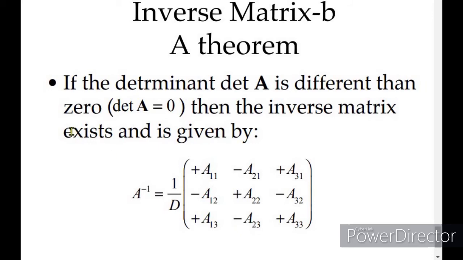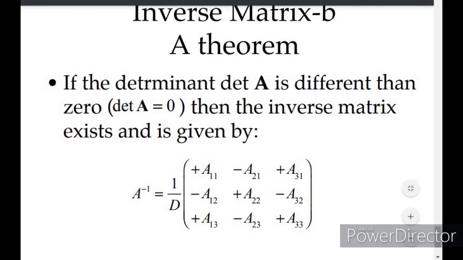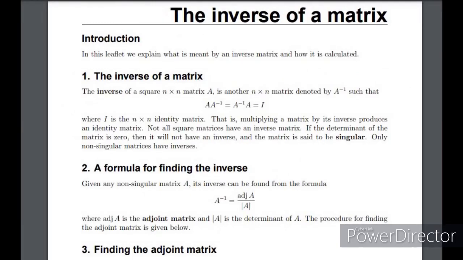Now, what is an inverse matrix? This is the inverse of a matrix. The inverse of an n by n matrix A is another n by n matrix denoted by A raised to negative 1. So we write the inverse of a matrix by raising the matrix to negative 1, such that A multiplied by the inverse of A is equal to A inverse multiplied by A, is equal to I. So what is I?